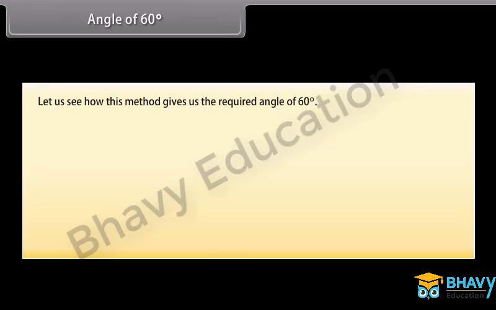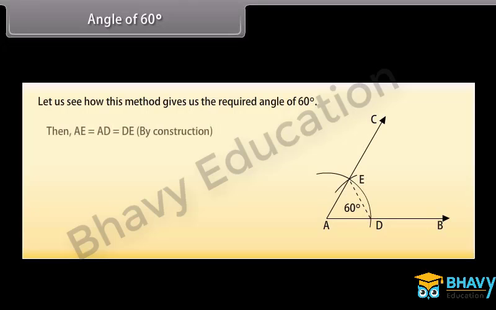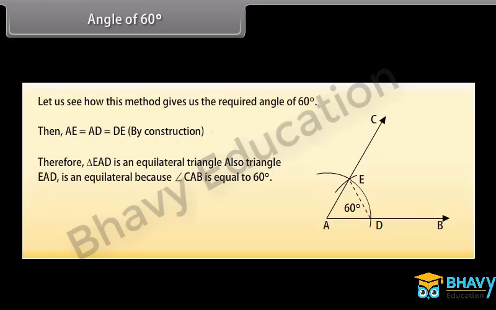Now let us see how this method gives us the required angle of 60 degree. Join DE. Then, by construction, AE is equal to AD, which equals DE. Therefore, triangle EAD is an equilateral triangle. Also, triangle EAD is equilateral because angle CAB is equal to 60 degree.